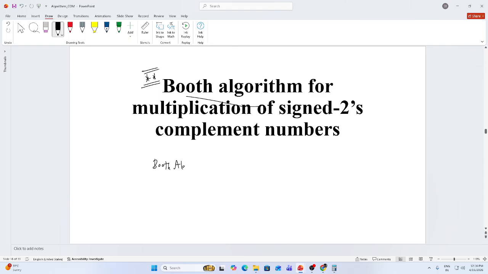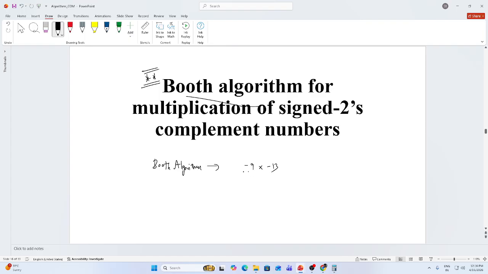This algorithm is used for multiplication of two numbers, and these two numbers are signed numbers. For example, I want to multiply minus 9 into minus 13, two signed numbers. Initially these numbers are represented in 2's complement form.